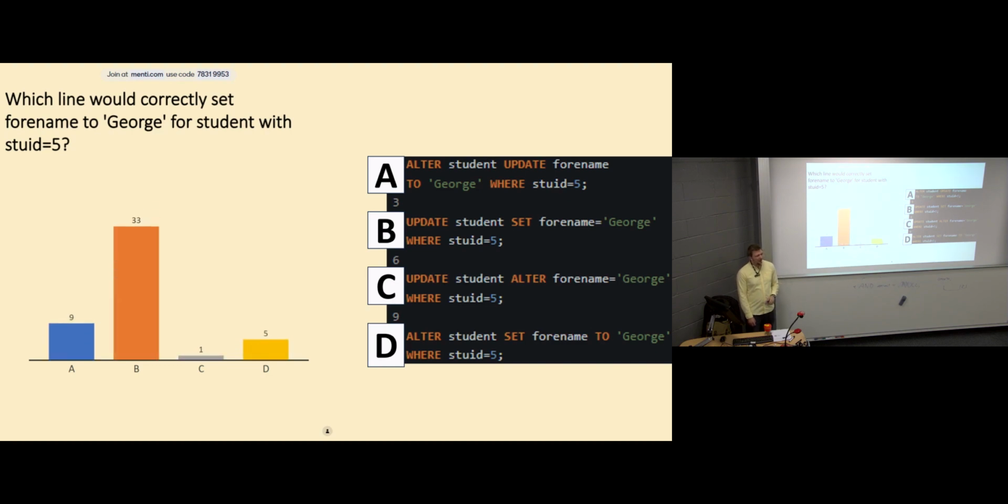We've got far more of you in here now than we did earlier. B, yeah, brilliant. So update student, set the forename equal to something where student ID is 5. Some of you chose A, alter. Again, alter is a DDL statement, so it's all about the definition language of the structure of the database, whereas update is a DML statement, which is manipulating the data underneath.